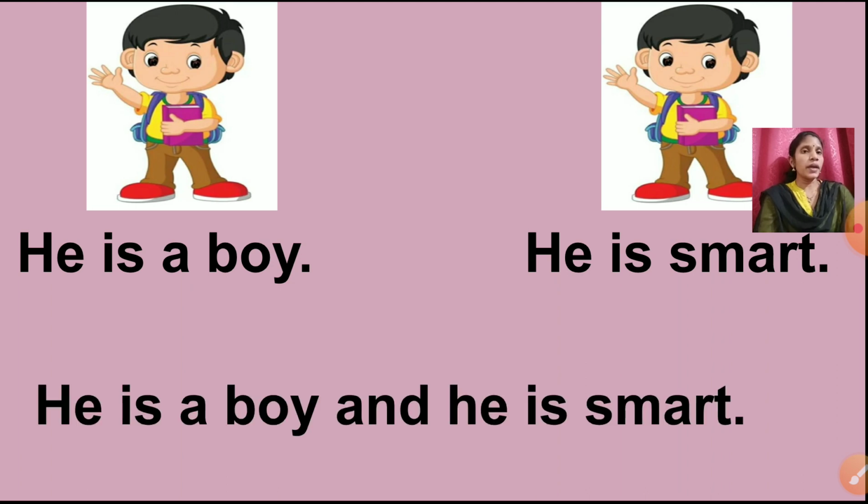He is a boy and he is smart, because we are talking about the same boy. We are not talking about a different boy. We are talking about the same boy, so we are writing here and. Got it, children? Now let's go to the next one.